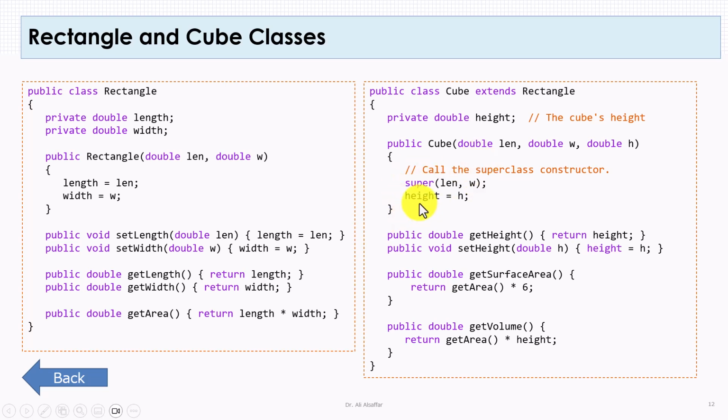private data member height. It has get and set methods for the height, as well as two methods, one for computing the surface area. As I mentioned, we assume that this is a cube, so the surface area is computed by first computing the area of the length and width, then multiplied by 6 faces. And the volume is computed by multiplying the area of the length and width, which is a rectangle, multiplied by height.